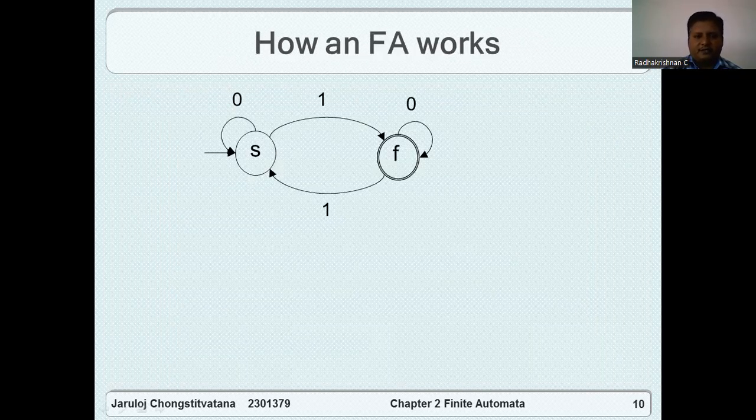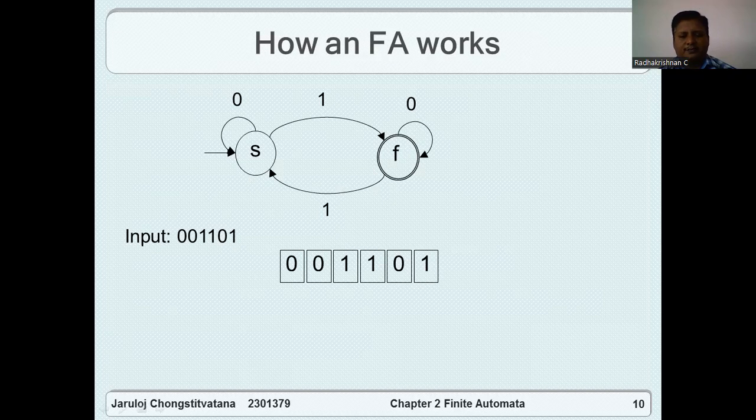Let's see some formal definitions. This is my DFA, and this is how a DFA will work. The input is 0, 0, 1, 1, 0, 1, placed in each cell. Initially the starting state of the automata is S. The current reader input is 0. If 0 is read, what is the next state? Automatically the next state will be S again. The tape head gets moved to the right-hand side. Now the current state is S and the reader input is 0. The corresponding process will be carried out.